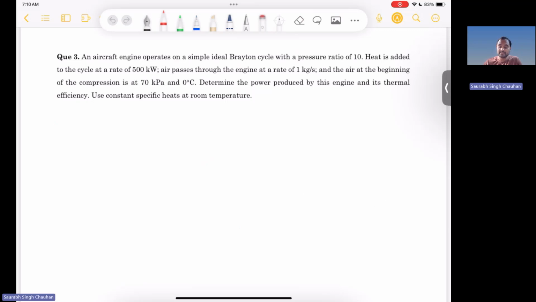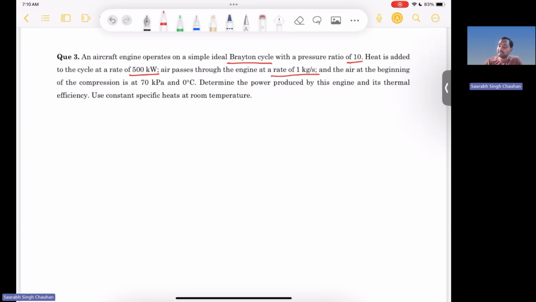It says that an aircraft engine operates on a simple ideal Brayton cycle. So you have studied the Brayton cycle with a pressure ratio of 10. The heat is added to the cycle at a rate of 500 kilowatt. This is the rate of heat addition. The air passes through the engine at a rate of 1 kilogram per second.